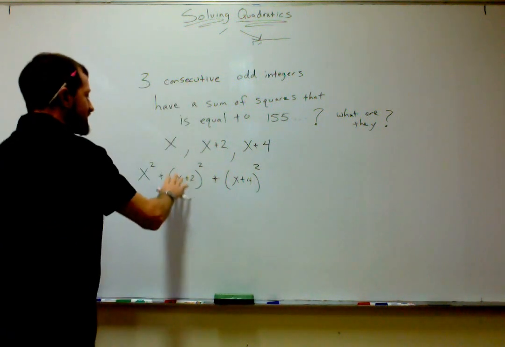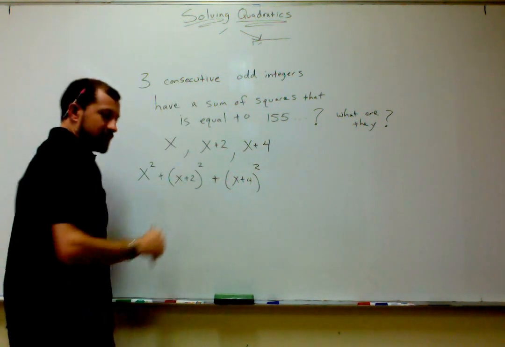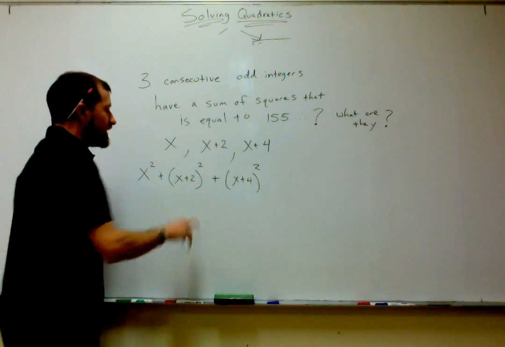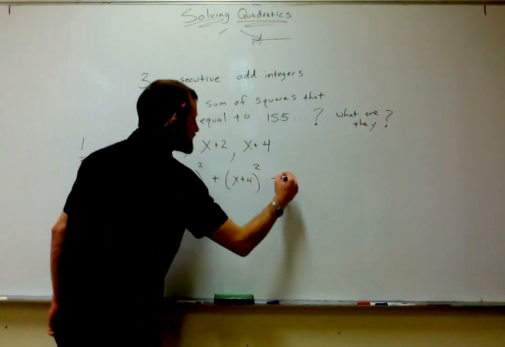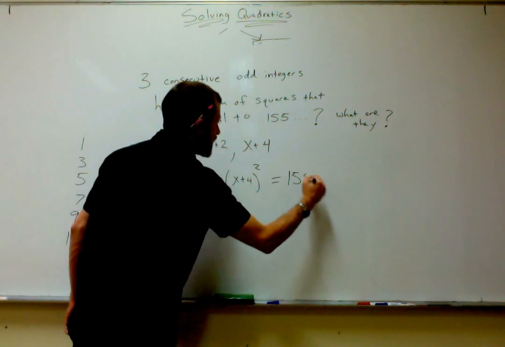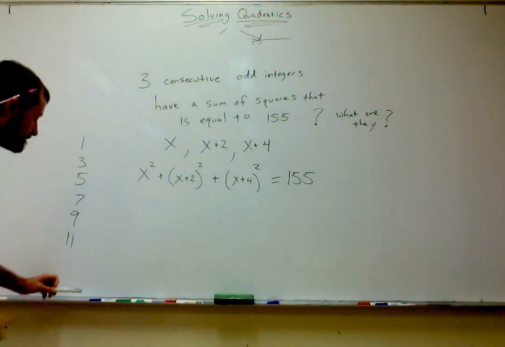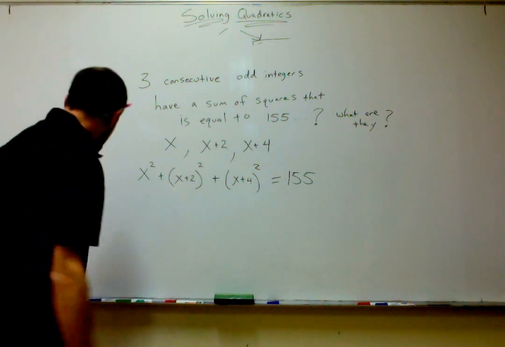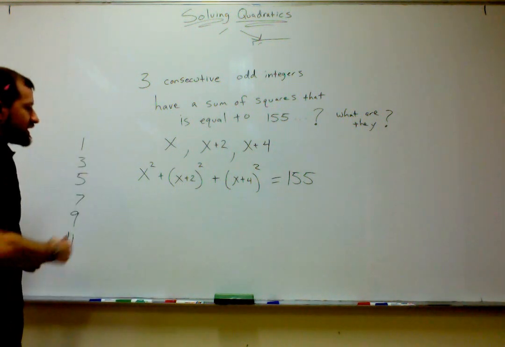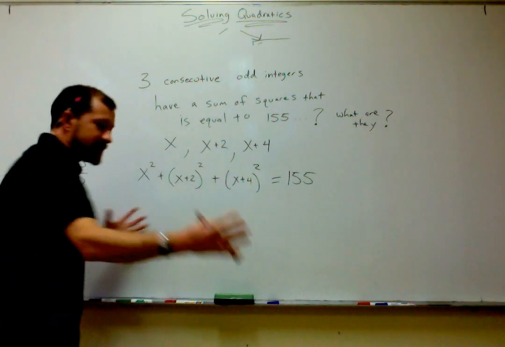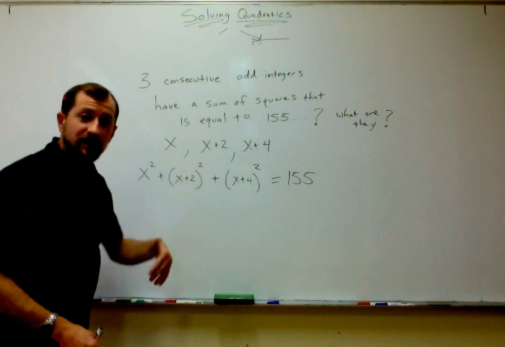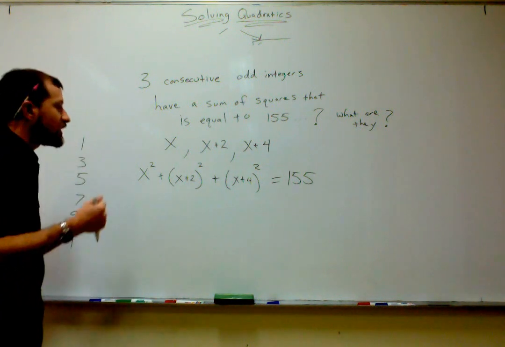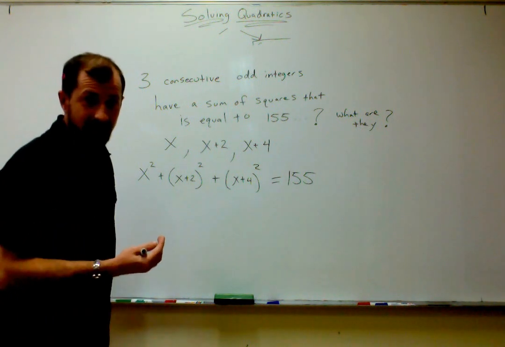Now, we know how to deal with a binomial squared. We have to use the box method. We're going to have to do that twice here. We know that this is equal to 155, so I don't want to forget that. So let's just use the box method and expand these, and then we'll condense it all down to ax squared plus bx plus c equals 0, and we'll be able to factor it.